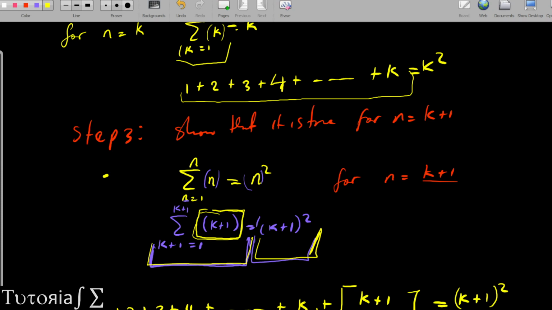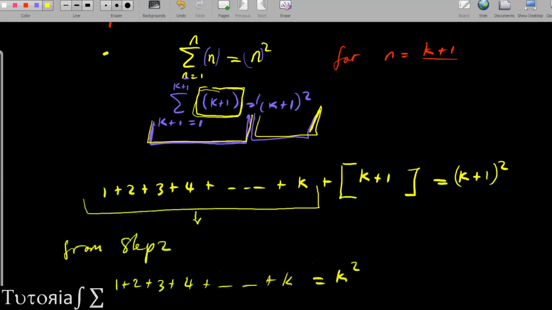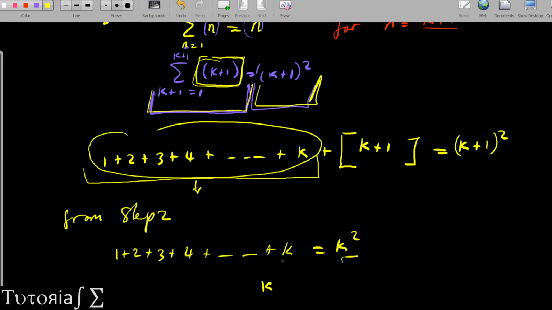Always use step 2. Step 2 always helps you in mathematical induction. So you're going to replace this with this, which will basically be k squared. That will be k squared plus what we have here, which is k plus 1. Is this equal to k plus 1 squared?